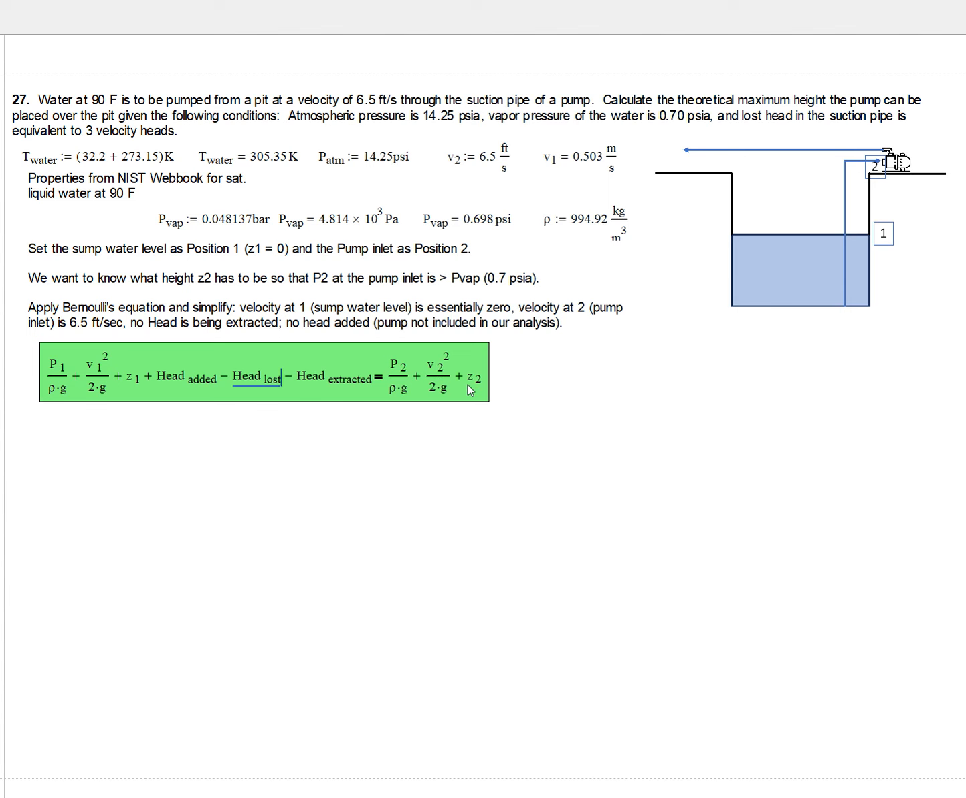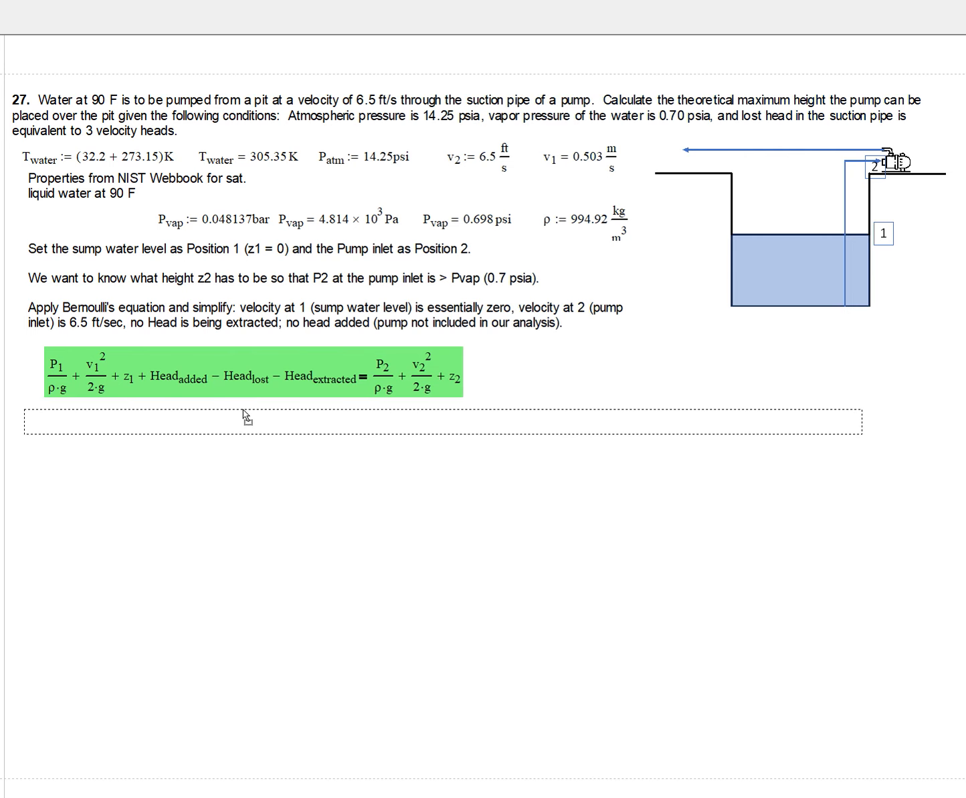Alright, so we know the V2, and then the Z2, this is what we want to solve for. We set P2 equal to the vapor pressure of water, and then we are solving for the elevation difference, which is Z2, between the pit level surface and the pump inlet. So this is our Bernoulli equation. We can rearrange it, solve for Z2, and get our answer.